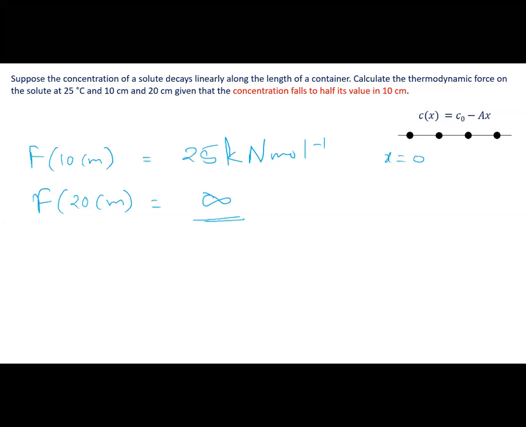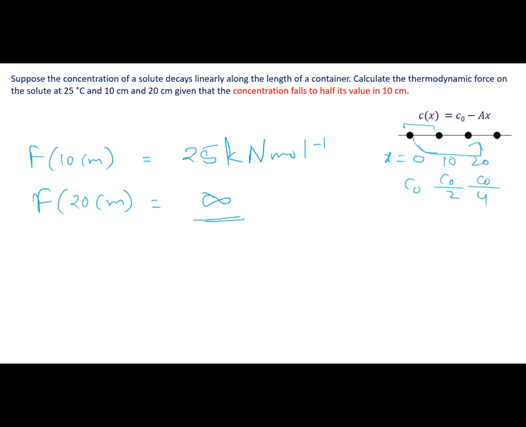At x is equal to 0, we have concentration C naught, and at 10 we have C naught over 2, and at 20 we have C naught over 4. The thermodynamic force depends on the concentration gradient between 2 points, or rather the chemical potential. If you look at the difference between points x is equal to 0 and x is equal to 20, the concentration gradient differs by quite a bit. Now, the concentration at x is equal to 20 is just 1/4 of the initial concentration. So we should be able to observe a higher thermodynamic force. In this case, it's infinity. And if you compare the force between point 0 and 10, it's a lot, but it's some finite value, which is 25 kilonewton per mole.